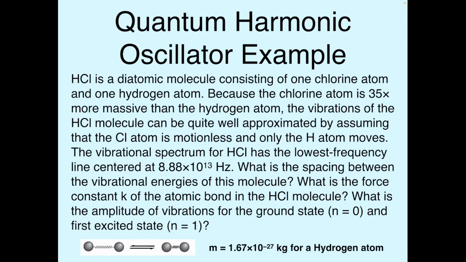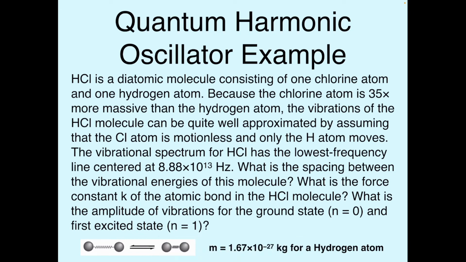So here's some data. The vibrational spectrum for HCl has the lowest frequency line centered at 8.88 times 10 to the 13 hertz. What we mean by this is that the type of light given off by HCl molecules, the type of photons given off, have the lowest frequency at 8.88 times 10 to the 13 hertz. So that's what we know.